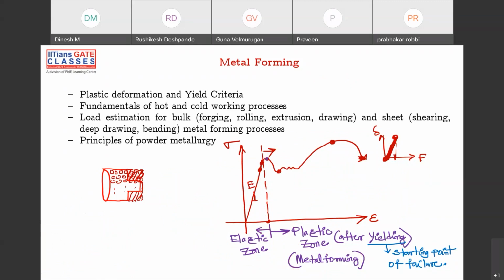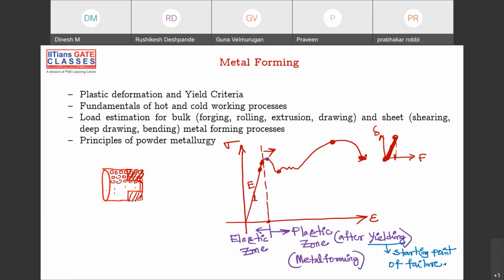But here it is reverse. You want to go to a force where you want to change the shape, and it should not come back. So it should be above the yielding point, and the region after the yielding point is known as the plastic zone. So we have to work in this zone. Good.